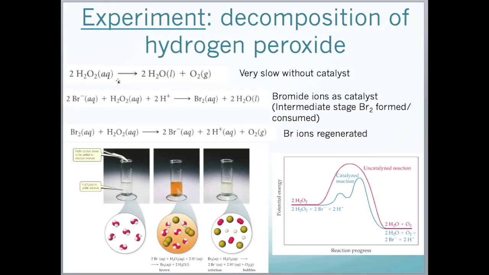We also need to know how to carry out an experiment with the decomposition of hydrogen peroxide. This is the equation of the decomposition of hydrogen peroxide. We can see we're starting off with aqueous hydrogen peroxide and producing water and oxygen gas. This reaction is very slow without a catalyst.